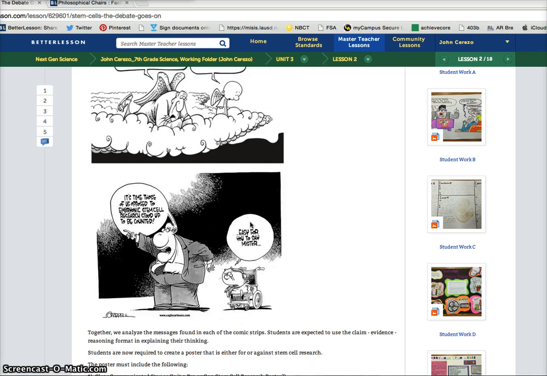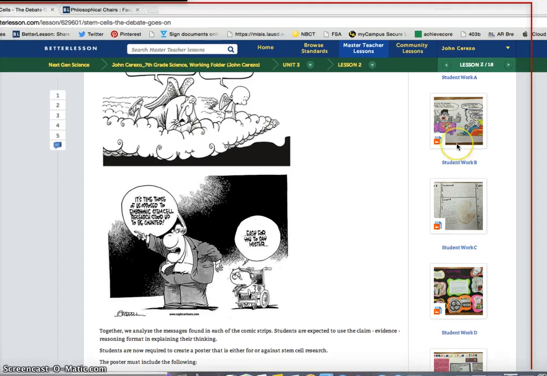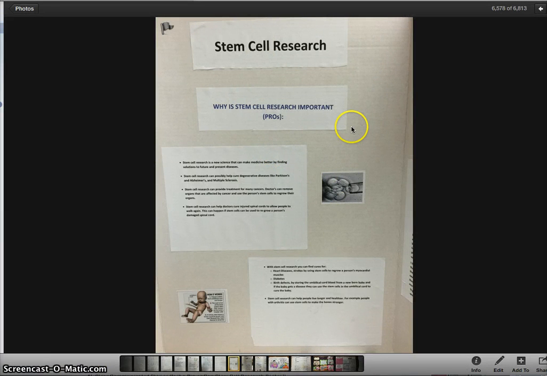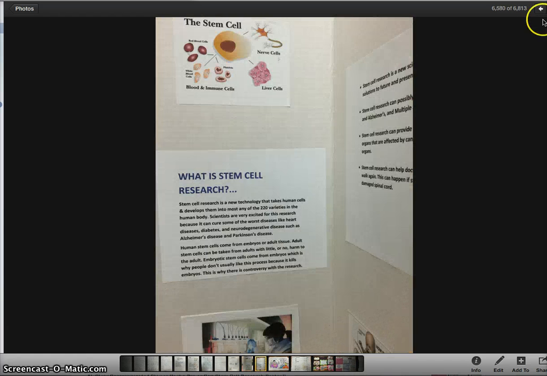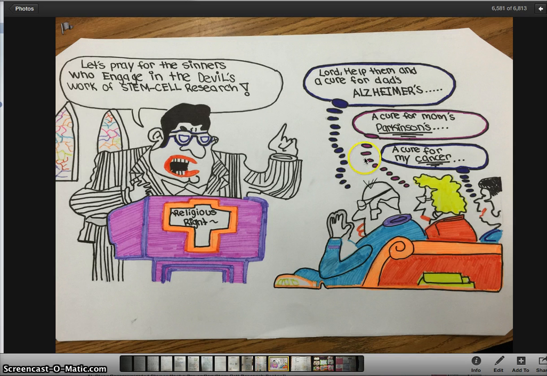What students were required to do was to ante up a little bit by using some of the evidence that they had acquired during the lesson. So, for example, in this case right here, you have a student that used some facts, but not completely in the poster. It was more of a research page poster, and the assignment was to make more of a comic strip. But here, the student does go over why they feel that stem cells are important. They go ahead and talk about organ failure.